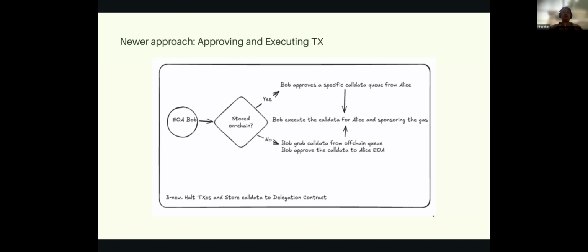But if it is off chain, Bob can grab the data from off-chain stores like a database or something, and then use that call data and approve the call data to the Alice EOA and execute it. So anyone can execute, either Alice or Bob or any other guardian, can execute.